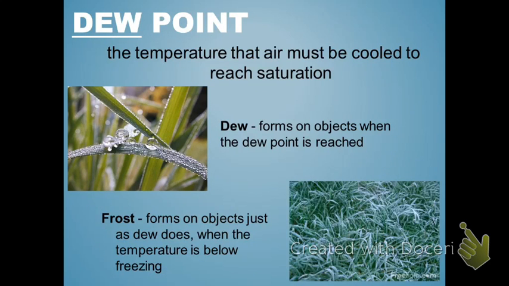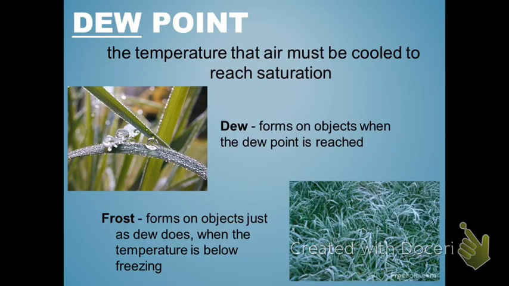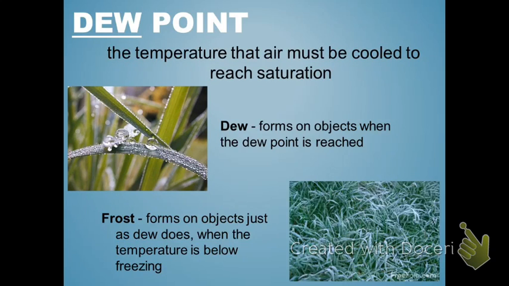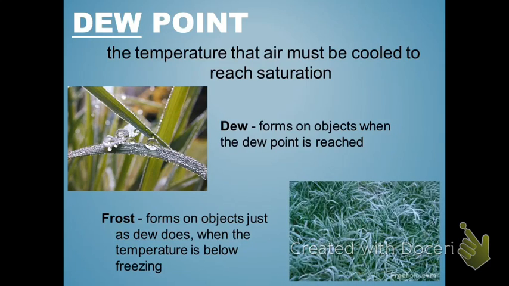Dew is the water vapor that has condensed on a solid object. The grass, your car, your windows, even your cup. The dew point is the temperature at which water vapor begins to condense. This will depend on the amount of water vapor present in the air and the temperature of the air. Once the air has reached the dew point, the water vapor in the air has decreased to the point where it condenses into a liquid. Frost is simply dew in the winter. Frost will form from a gas directly to a solid.